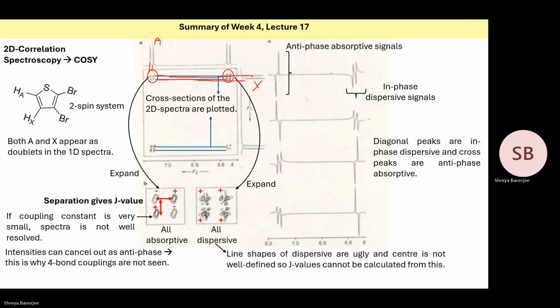And if you expand the diagonal peak, in this expansion, you're expanding the diagonal peak. The diagonal peaks are all the same phase. So if you look at this diagram now, here there are 4 peaks, and the 1D spectra of these have been shown.